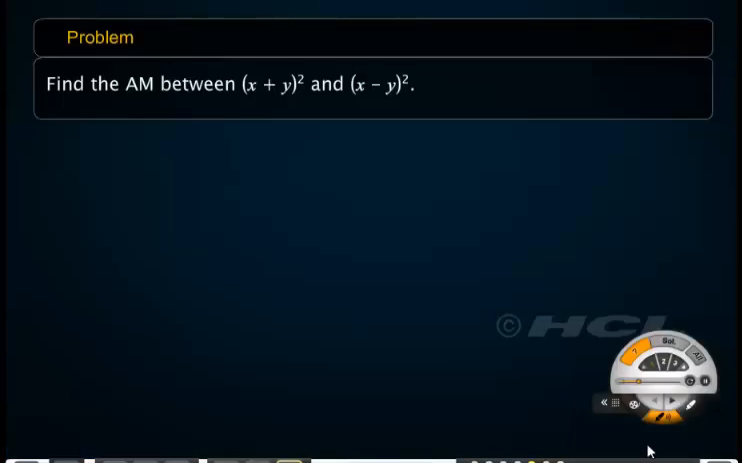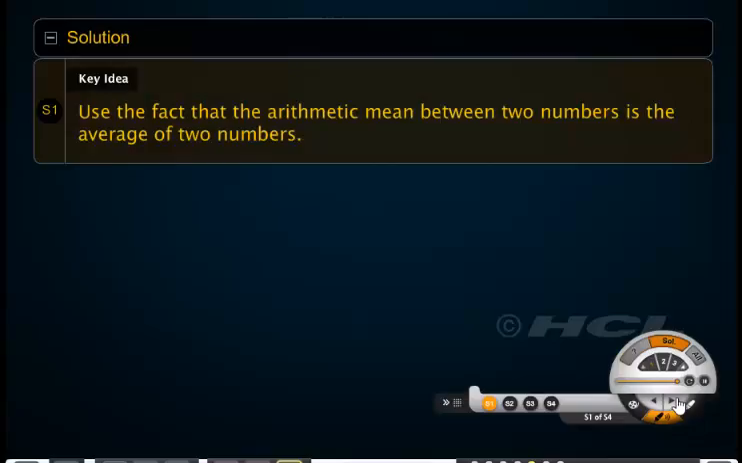Find the AM between (x plus y) the whole squared and (x minus y) the whole squared. The key to solve the problem is to use the fact that the arithmetic mean between two numbers is the average of two numbers.